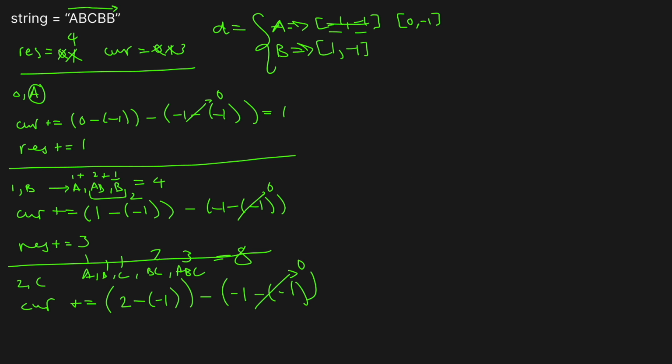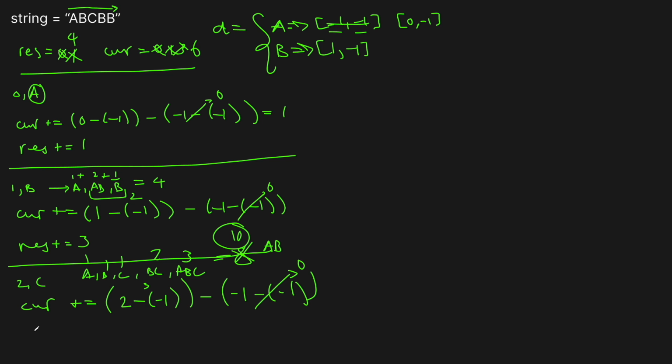Actually, hold up. I think we may have missed one. Let me double check. Oh, I forgot AB. Whoops. Yeah, AB. So yeah, it should be 10. My bad. Yeah, I was thinking back to the example. So we should have 10 at the end of this step. So obviously this is going to evaluate to 3. So we're going to add to our current 3. So now the current length will be 6.